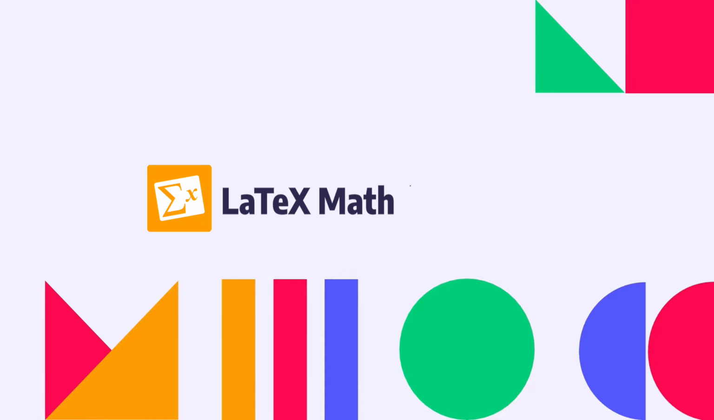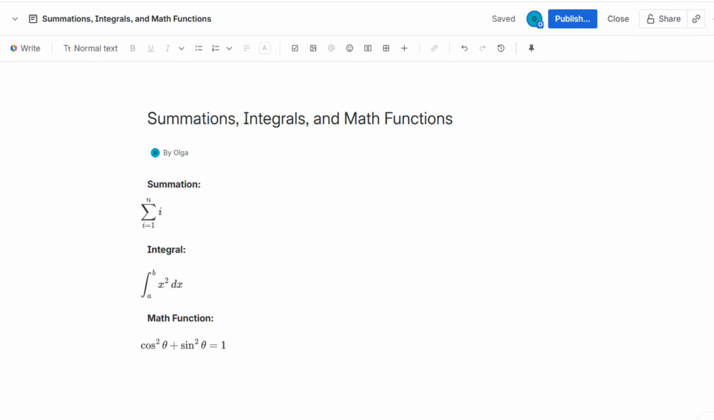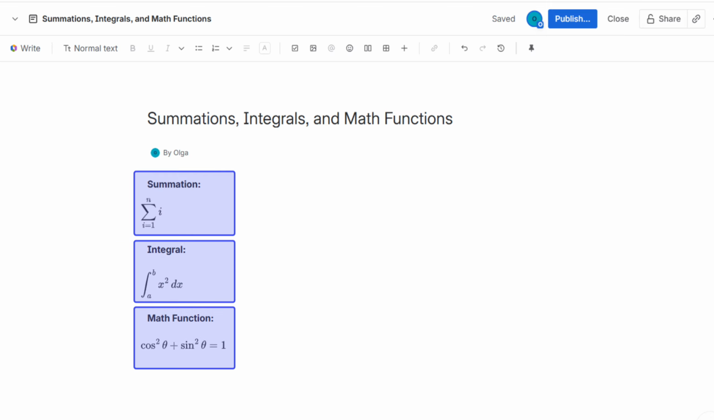LaTeX Math for Confluence lets you write professional math formulas and equations directly on your Confluence pages. Today, we'll show how to write summations, integrals, and common math functions in Confluence using LaTeX.